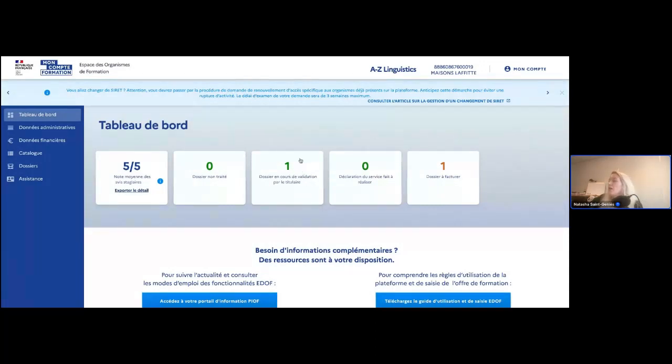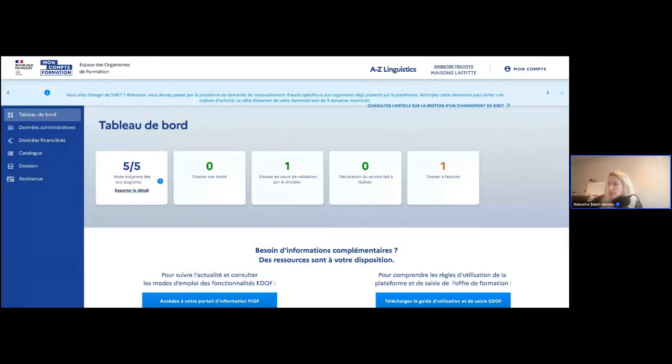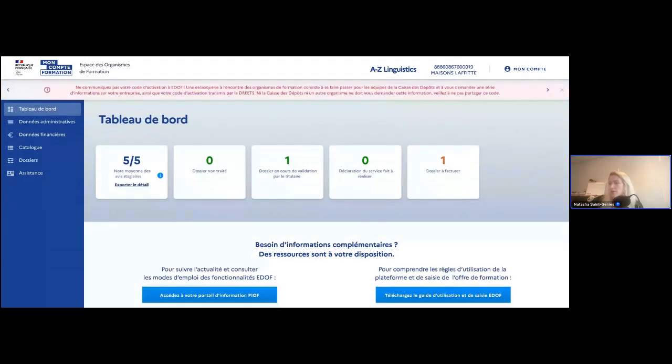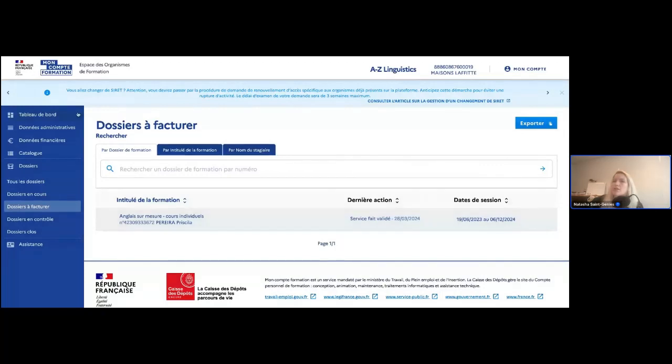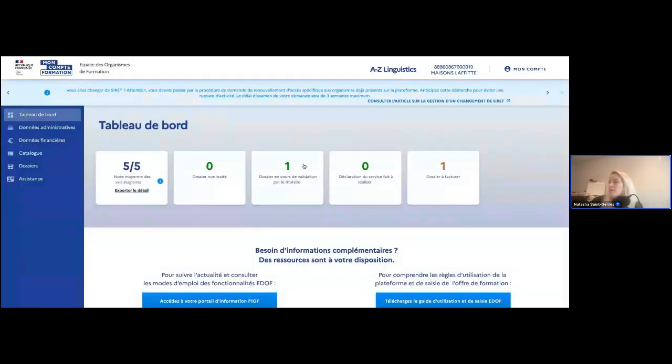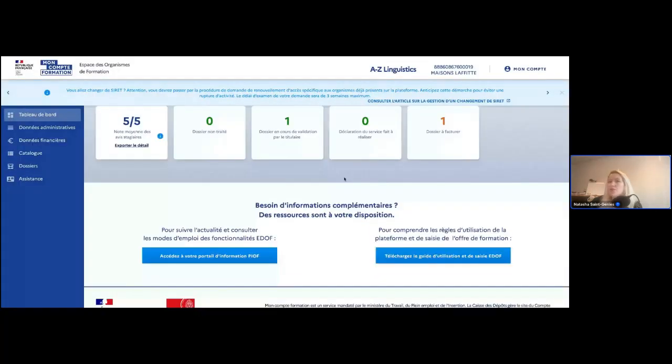And then I've got un dossier facturé. That means that I had one student who has finished. I've declared that they finished, and so she had a cooling off period where she could have contested that, maybe that I didn't teach all of her hours or something. So she's had that time, and now it's effectué, so I can go back in there and send that actual final invoice off to them.